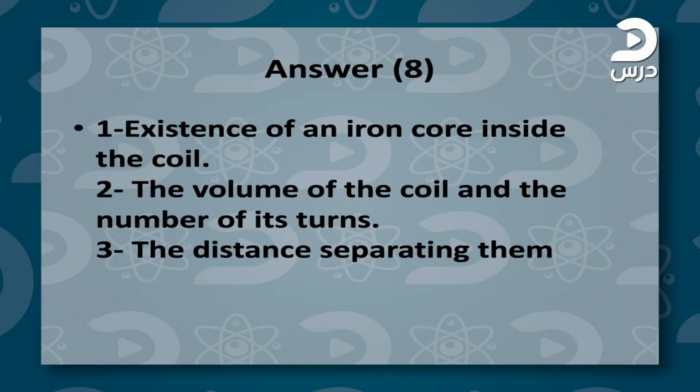Let's see them. Number 1, the existence of an iron core inside the coil, which is the permeability of the coil. Number 2, the cross-sectional area or volume of the primary and secondary coils, and the number of turns of primary and secondary, but also the distance separating between them.